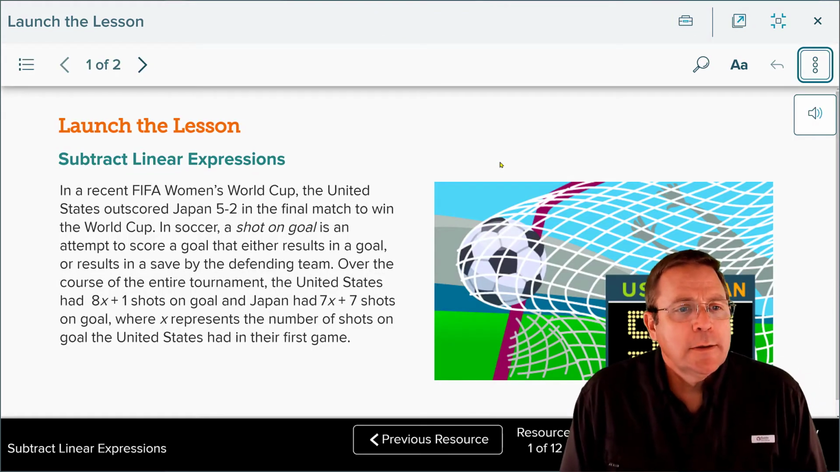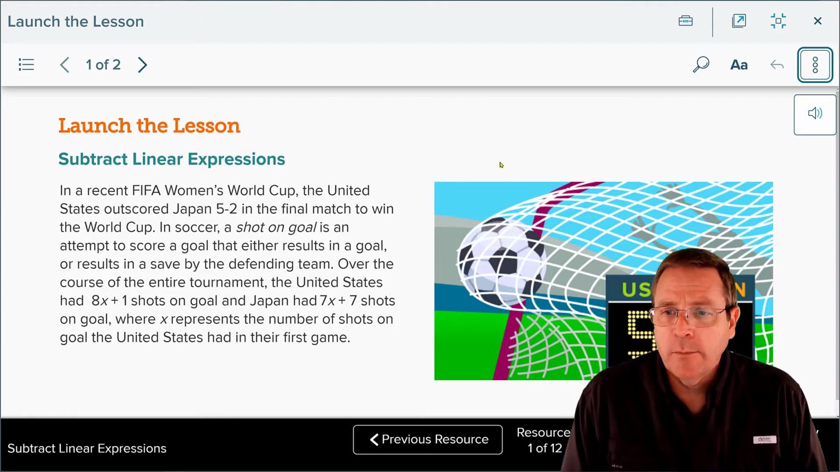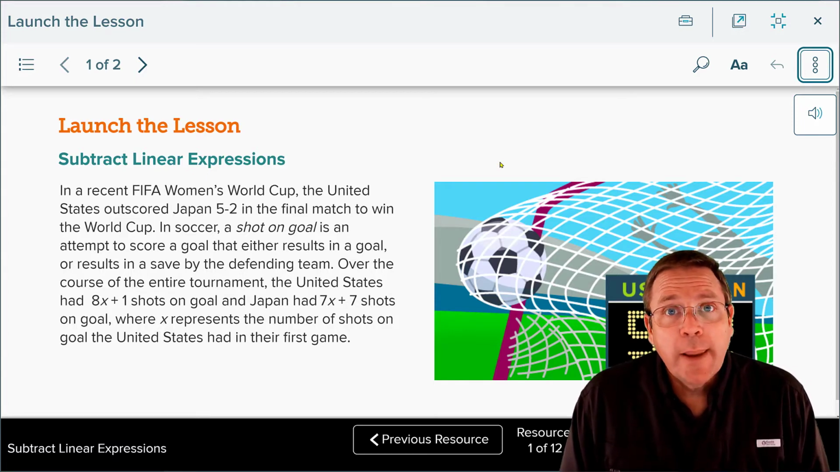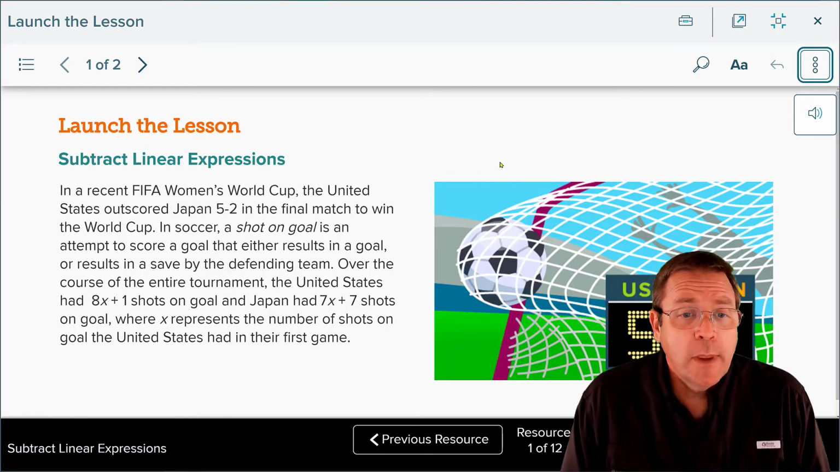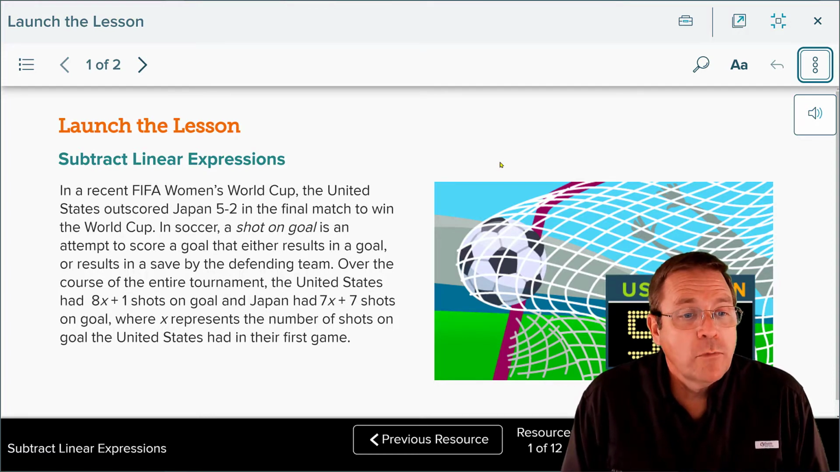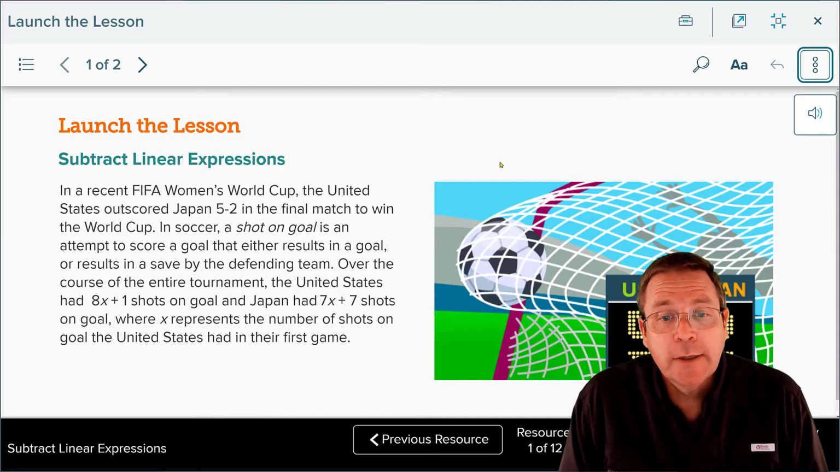In a recent FIFA Women's World Cup, I have no idea what that is. I guess it's soccer based off the image. The United States outscored Japan by a score of 5-2 in the final match to win the World Cup. In soccer, a shot on a goal is an attempt to score the goal that either results in a goal or results in a save by the defending team.